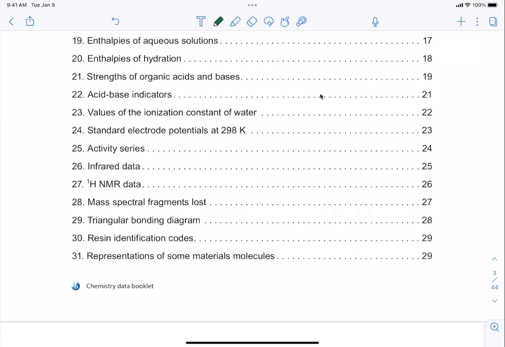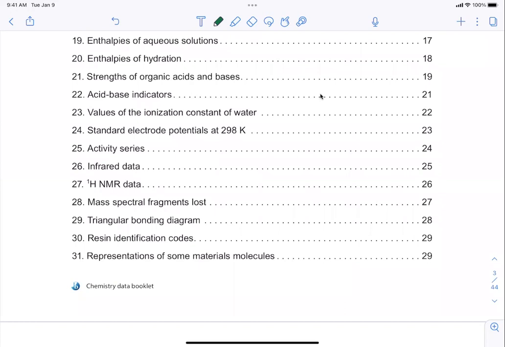So whatever topic that might be, it might be an empirical formula question. It might be a stoichiometry limiting reactant question. It might be a calorimetry question. It might be an acid-base question, a neutralization reaction. But that's usually the first question you see as a big calculation question.